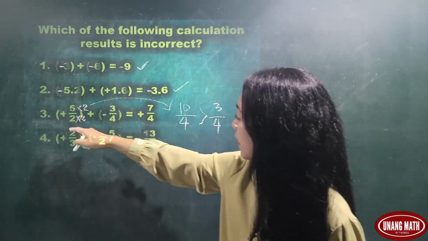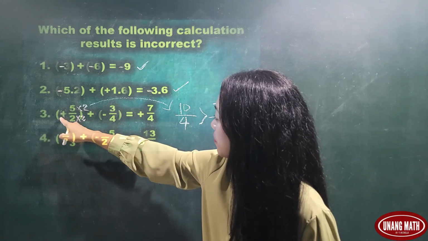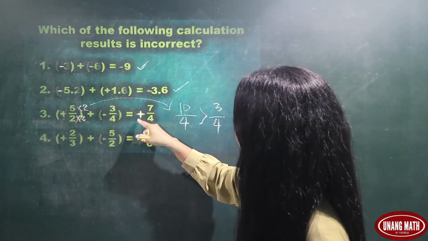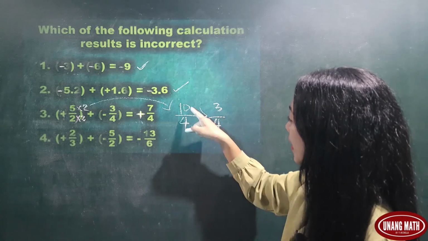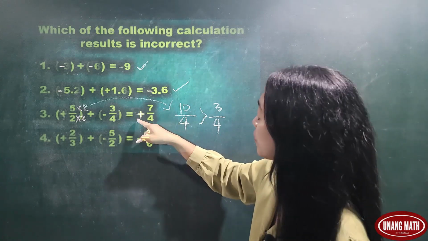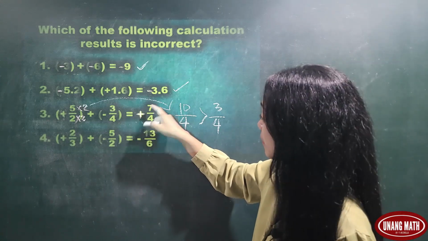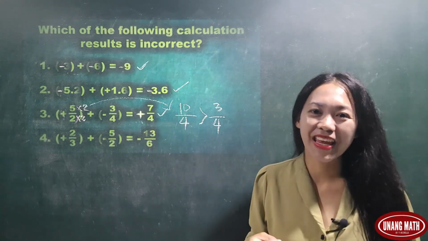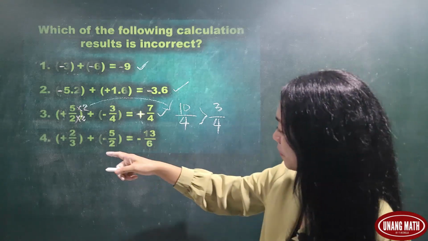That means the final answer must be positive. Okay, so we have positive here. Get the difference. 10 over 4 minus 3 over 4, 7 over 4. So the final answer must be positive 7 over 4. Number 3 is also correct. Okay, how about number 4?